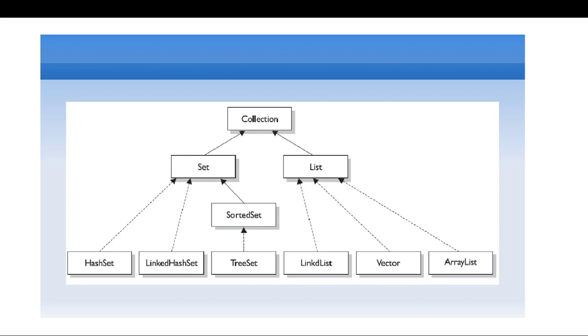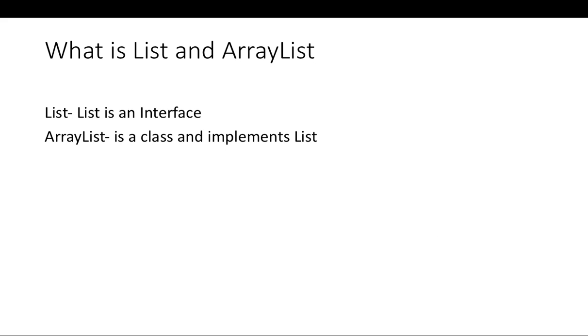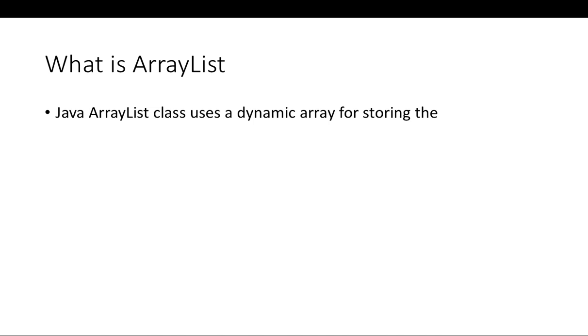You need to remember this: collection is an interface, list is an interface, but at the bottom these are all classes which implement all the methods of these interfaces. So list is an interface and ArrayList is a class which will implement all the methods of list. Let me cover this theory part first, then I will show you the program, and you will get a better understanding.